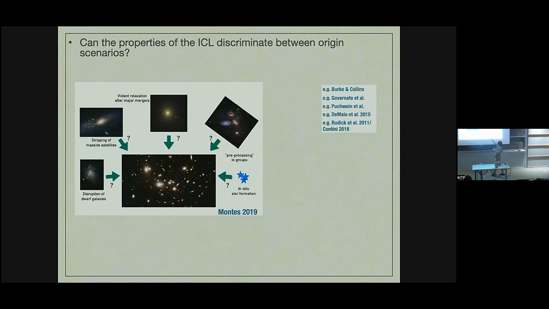In situ star formation is sometimes tossed around, although generally not considered so much these days. The disruption of dwarf galaxies as they plow into the cluster is a possibility. And the stripping of massive satellite galaxies, so like L-star type galaxies, is another common route that a lot of folks are finding to be important.